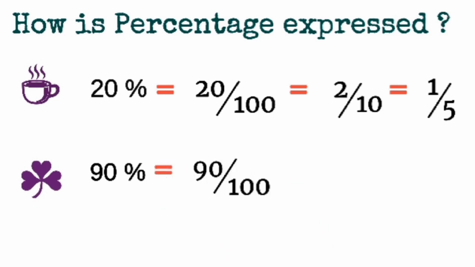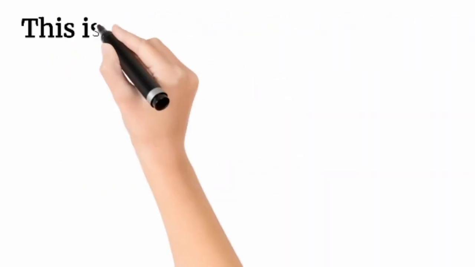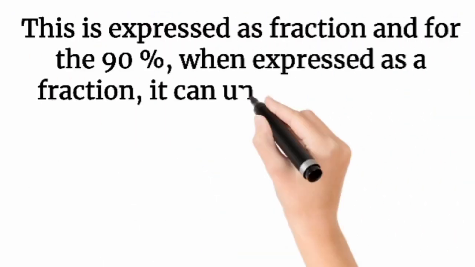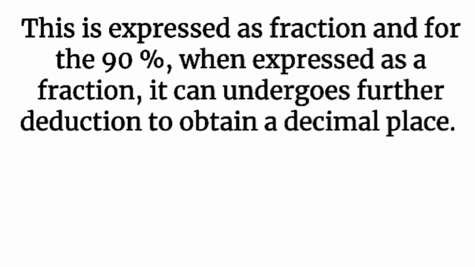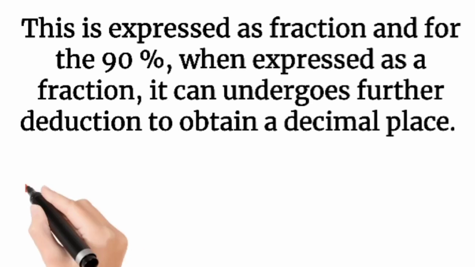And we have our 90%, which is equal to 90 over 100. We can cancel out the 90 and the 100, and it will remain 9 over 10 as a fraction. This is also percentage expressed as a fraction. And the 90%, when expressed as a fraction, can undergo further cancellation to obtain a decimal place.